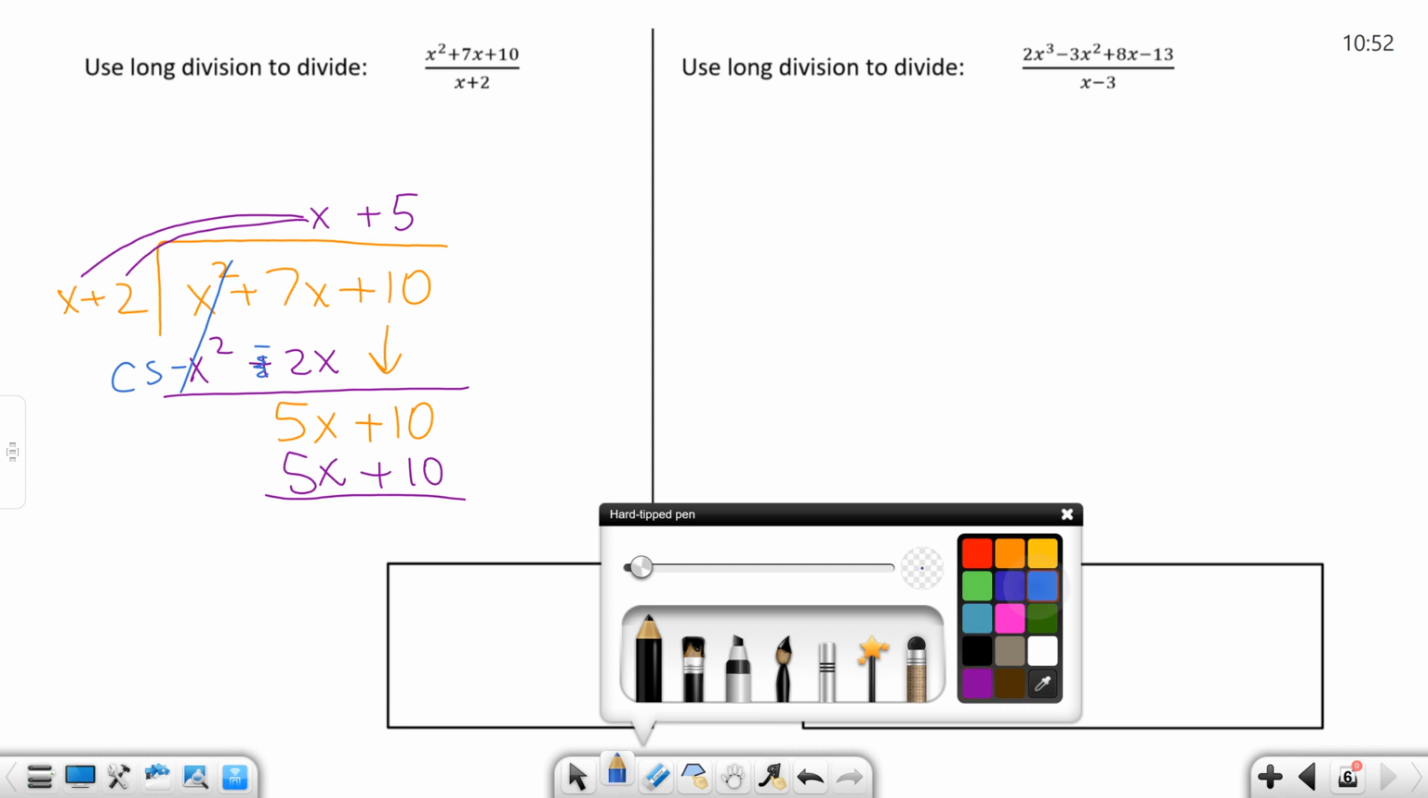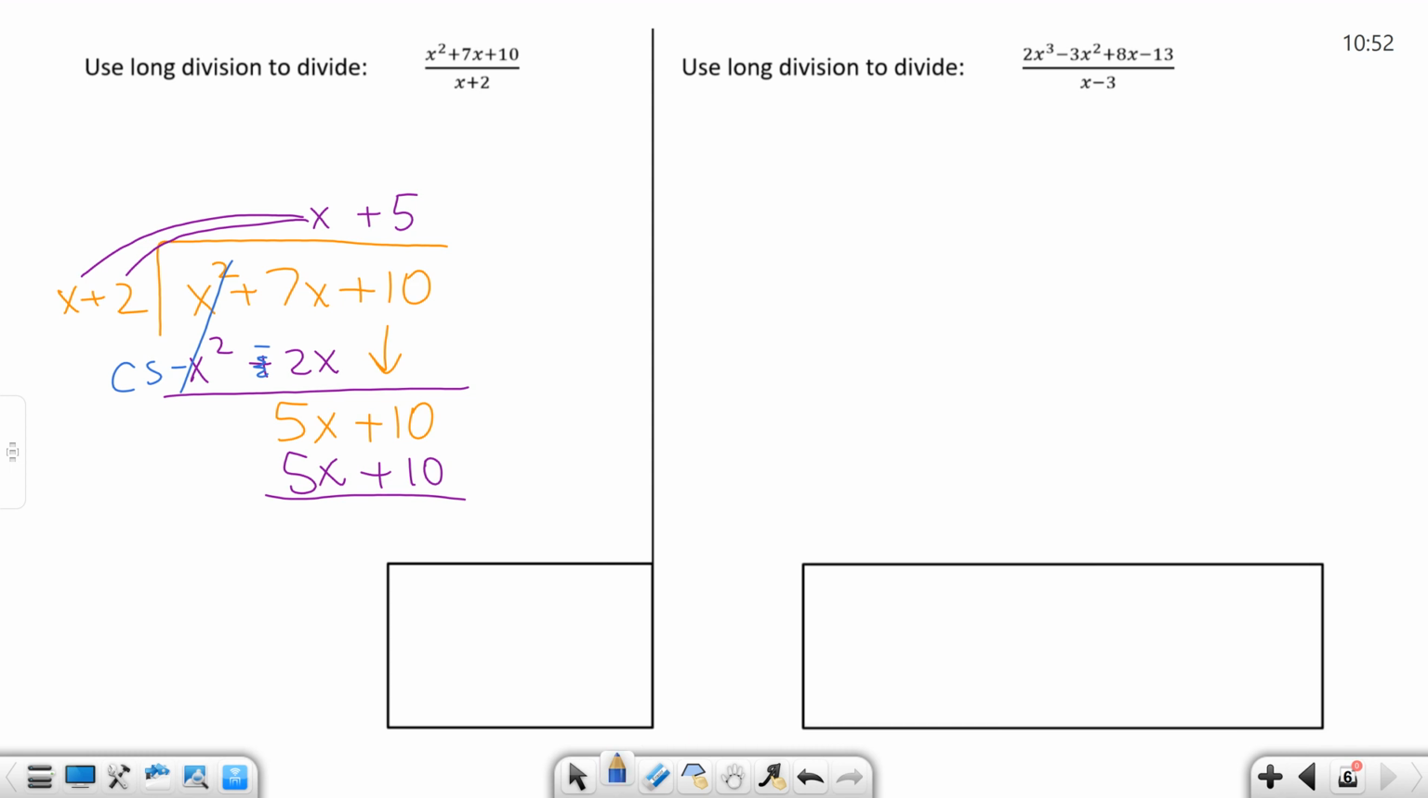Now what do I do? Don't forget you have to change your signs every time. Minus here. Minus here, this cancels. Plus 10 minus 10 also cancels, goes to 0. There's my remainder. My remainder is 0, so I don't need to worry about it. My answer here, this is just equal what? x plus 5. Now, if I'd had a remainder, I wouldn't have had room to write that there, but I did. So x plus 5.